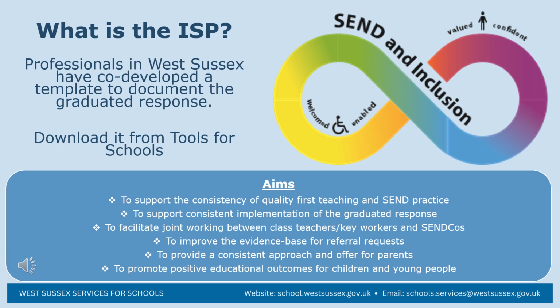The ISP is a strategic process. The form scaffolds the assess, plan, do, review cycles in a succinct way, keeping all important information about a child or young person in one place. It's a framework to begin collecting information from the earliest signs of concern.